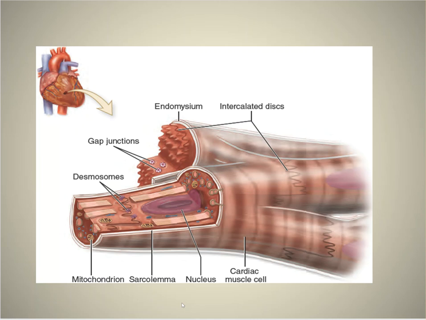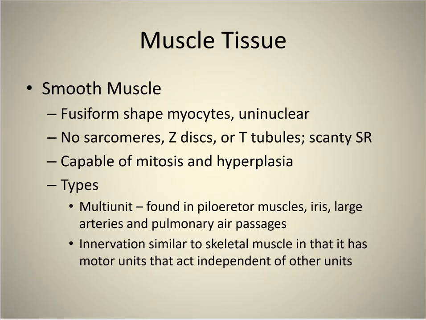But cardiac muscle cells are autorhythmic. They have leaky sodium ion channels, and they will spontaneously contract at different rates. And we'll talk a lot more about that next semester. Okay, moving on to smooth muscle. It's a fusiform shape, not long cylinders, not Y-shaped. They're uninuclear. There's no sarcomeres, Z discs, T tubules, and really scanty SR.